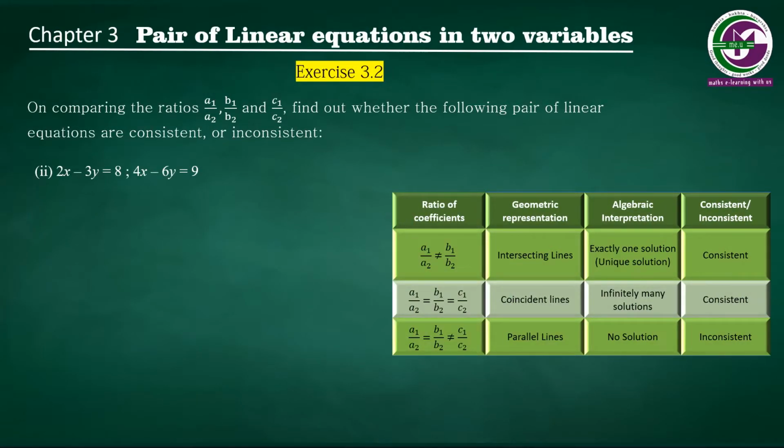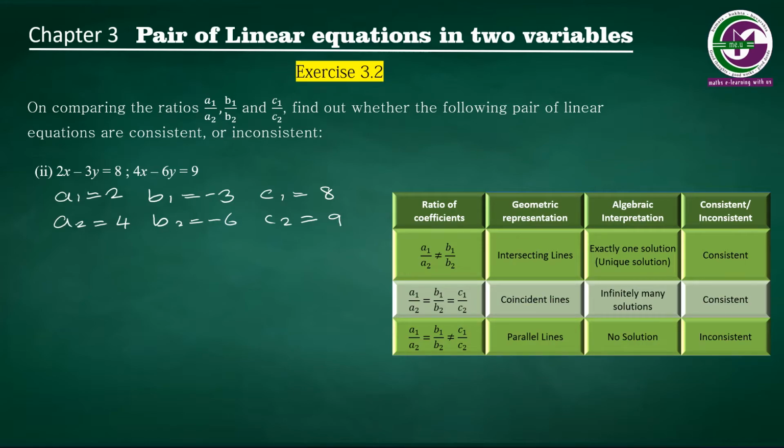Now the second sub question is 2x minus 3y equals 8 and 4x minus 6y equals 9. You can compare it with the standard form. So you'll get A1 equals 2, B1 equals negative 3, and C1 equals 8. A2 equals 4, B2 equals negative 6, and C2 equals 9.